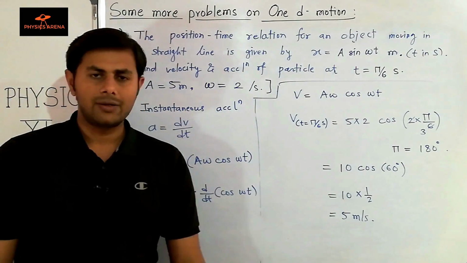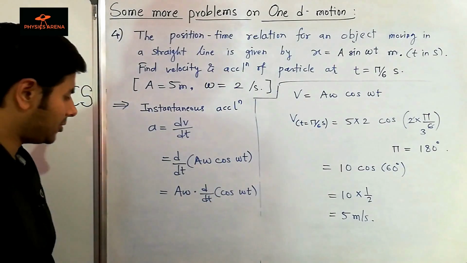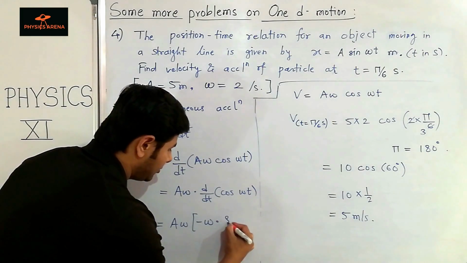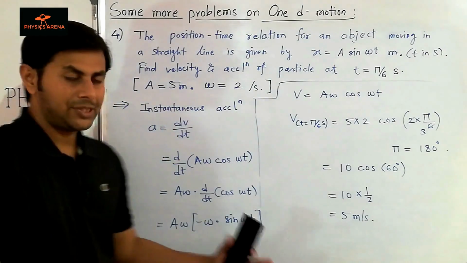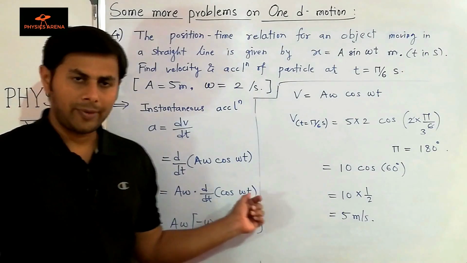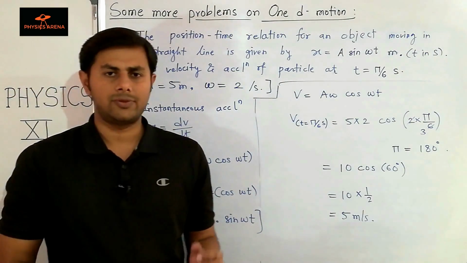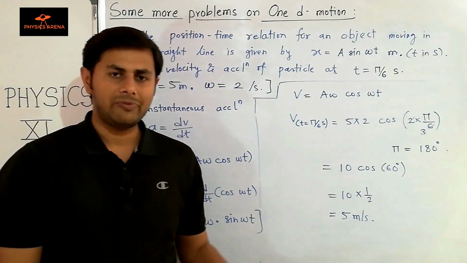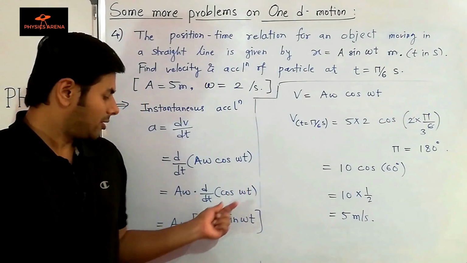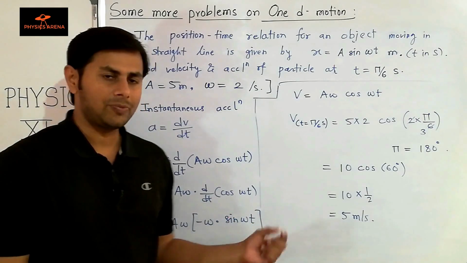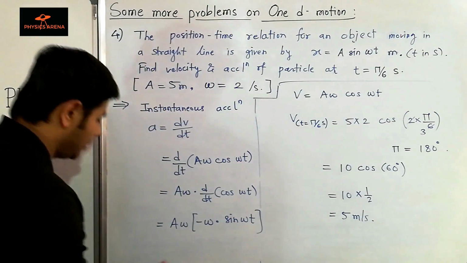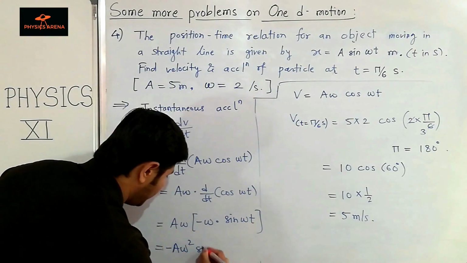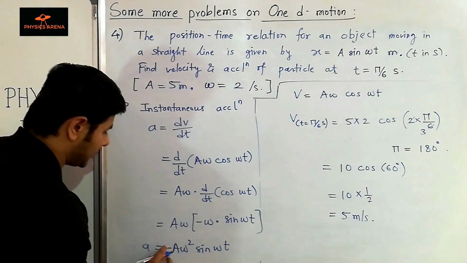And in a similar manner, now you should convince yourself that the derivative of this is going to be minus omega into sine of omega t by the chain rule. This is a function of omega t. So let's say this is u. So the derivative of cosine u is minus sine u. Then the derivative of omega t with respect to t is just omega. So it is minus omega times the sine of u, which is omega t. Okay. So this is minus a omega square times sine of omega t. This is acceleration.